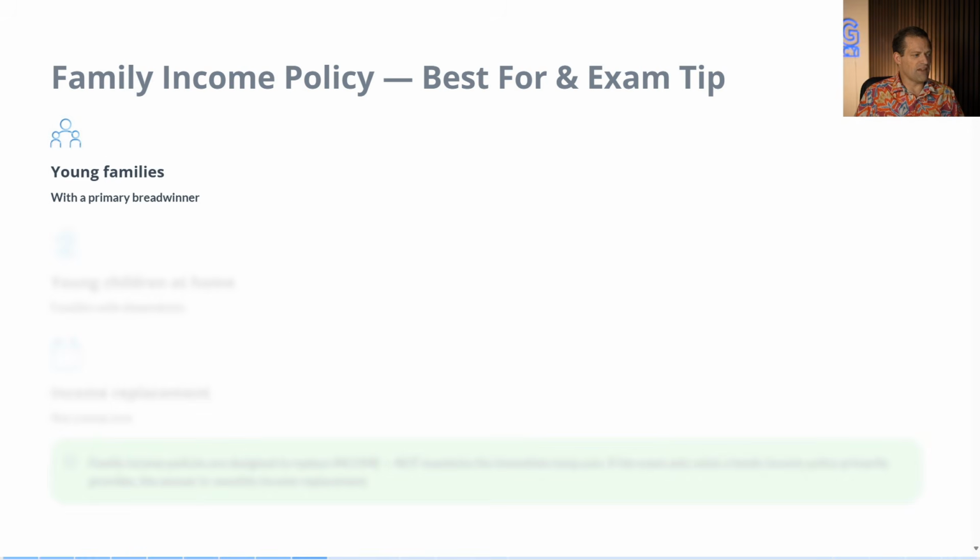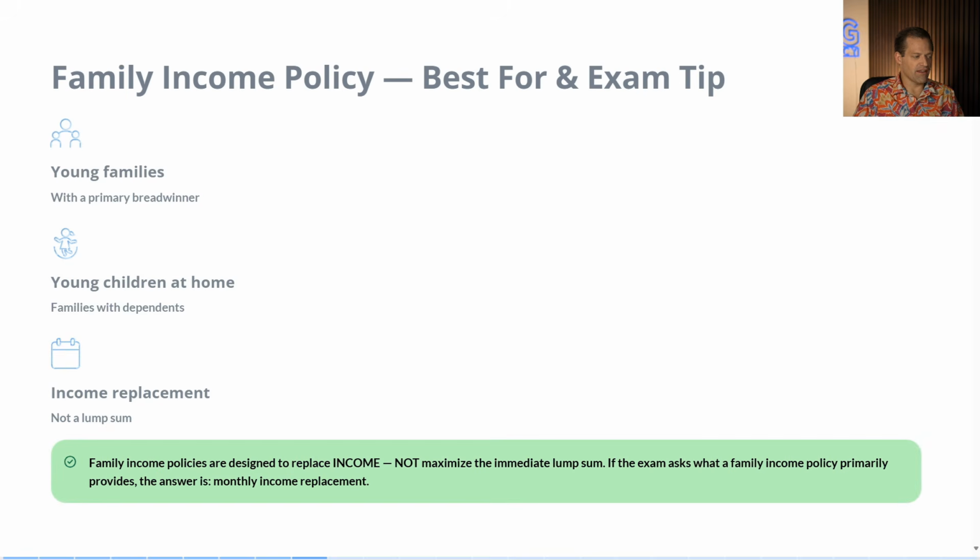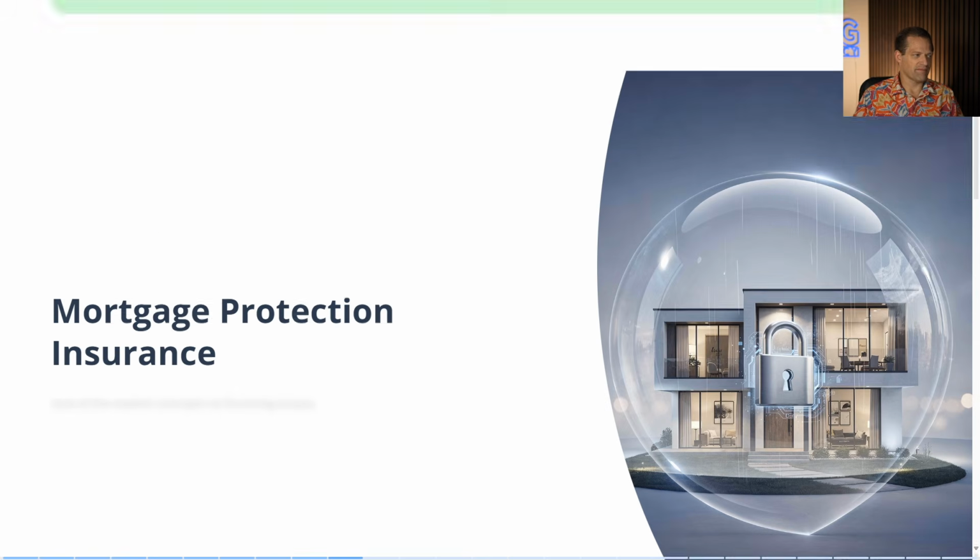Here are some exam tips. It's best for young families that have a primary breadwinner with young children at home, and as an income replacement versus a lump sum. Family income policies are designed to replace income, not maximize the immediate lump sum. If the exam asks what a family income policy primarily provides, it's a monthly income replacement. Okay, family income policy, a monthly income replacement.